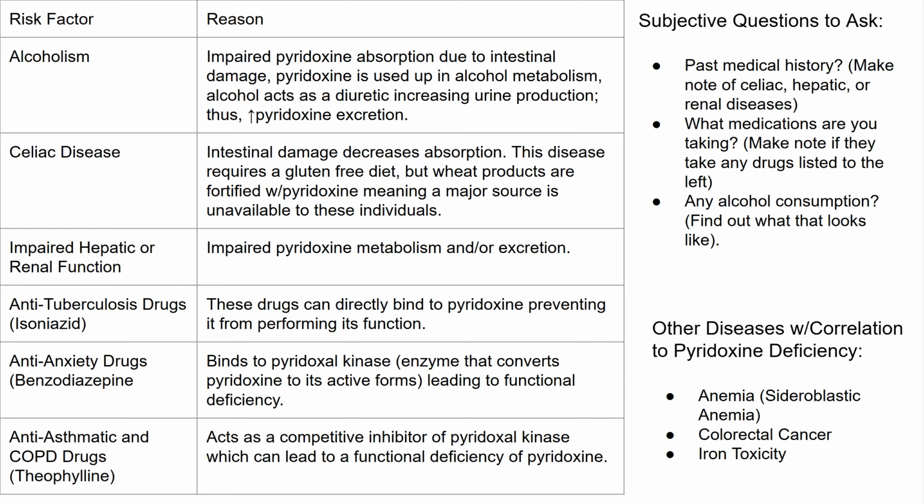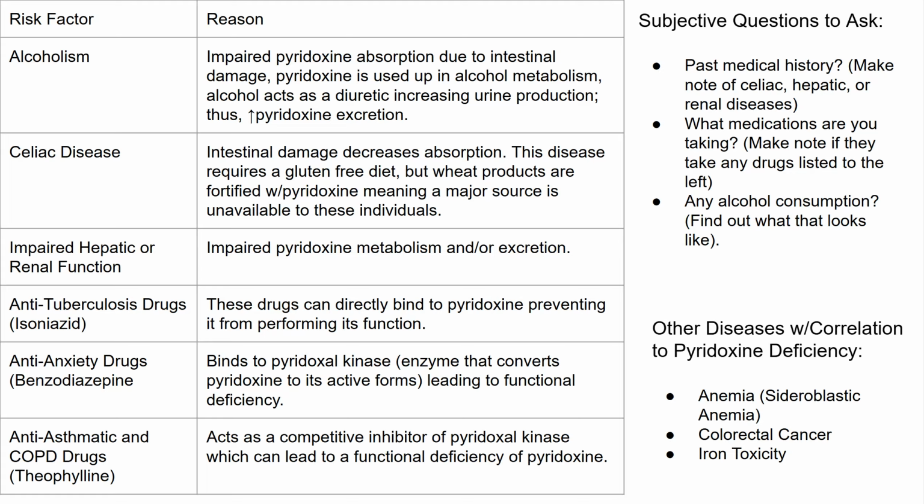Anti-asthmatic and COPD drugs, theophylline, acts as a competitive inhibitor of pyridoxal kinase, which can lead to a functional deficiency of pyridoxine. Some subjective questions you could ask would be about past medical history, and you should make note of celiac disease or hepatic or renal diseases. Ask what medications they are taking. Make note of anti-tuberculosis or anti-anxiety, anti-asthmatic, or COPD drugs. Ask about any alcohol consumption, and of course, find out what that alcohol consumption looks like. Pyridoxine deficiency is very common in people with severe alcohol use disorder.